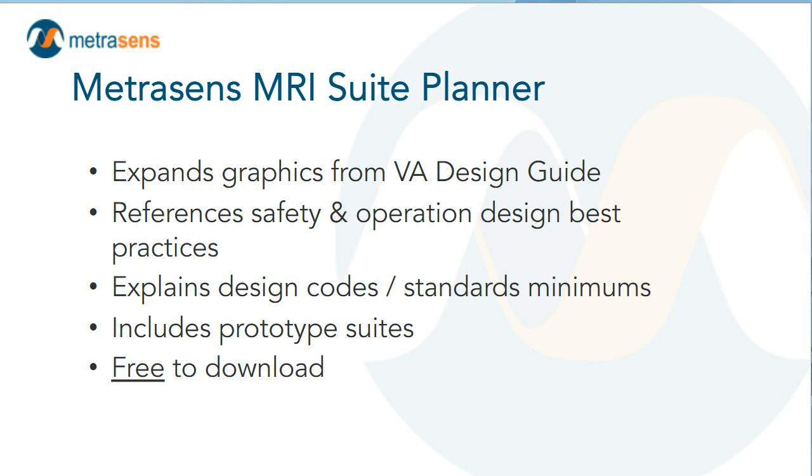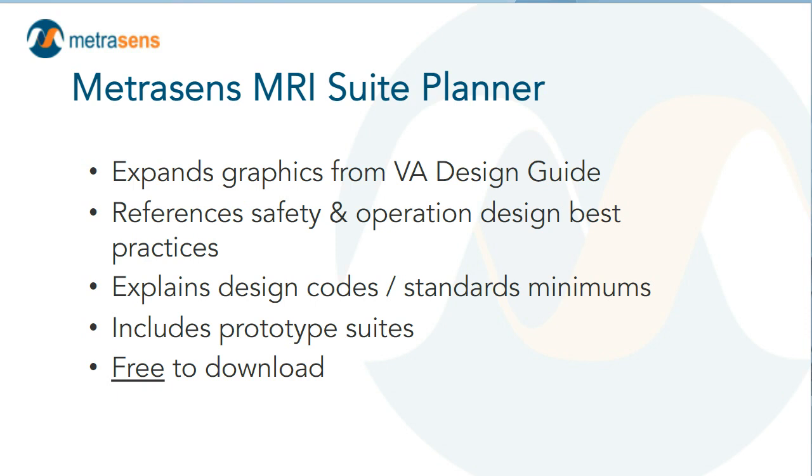And as I mentioned, we have the prototype suites. The suites are based on the VA sizes. They are a bit generous in terms of square footage, so you may choose to squeeze them a little bit, but they are there. And the kicker, it's all free to download. All of these resources, the suite diagrams, the primer, there are also Revit files for the Metrasens products. All of that information is available in the Design and Construction Planner Resource Toolbox.